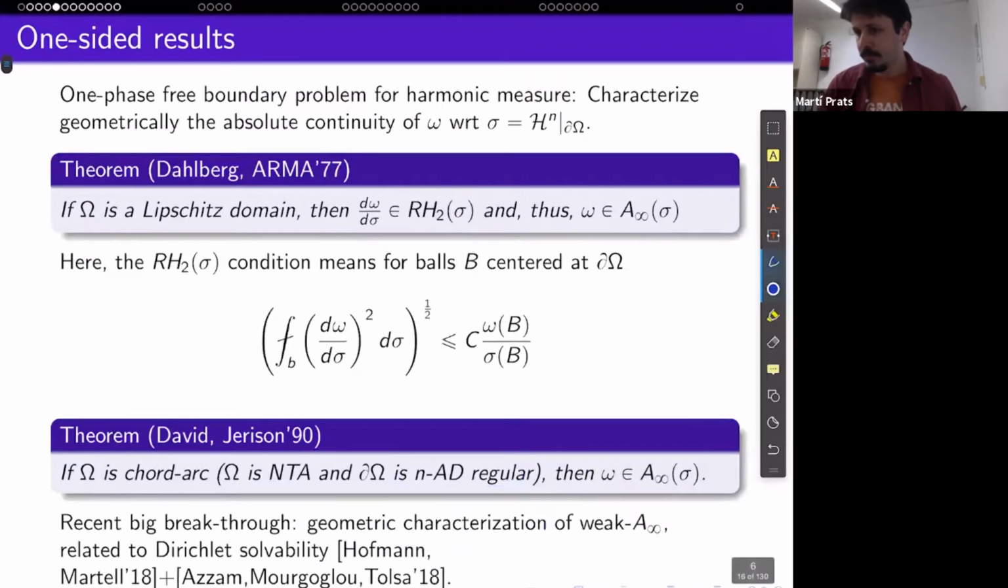There is a recent big theorem that is a geometric characterization of weak A infinity, and it is related to the solvability in L^p of the Dirichlet problem. Okay, and this couple of papers. Now, this is not exactly true because I think these two papers are now just one paper together, and I think it's already published. I should change this reference. Of course, if you look for the five authors together, I think there is only one paper by all of them, so you can find it.